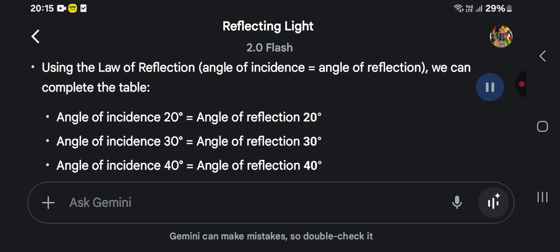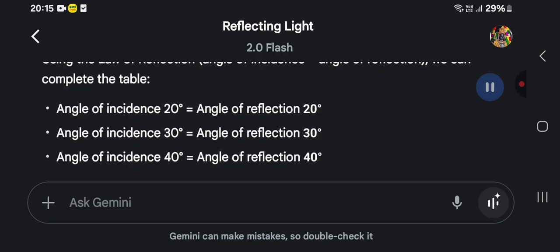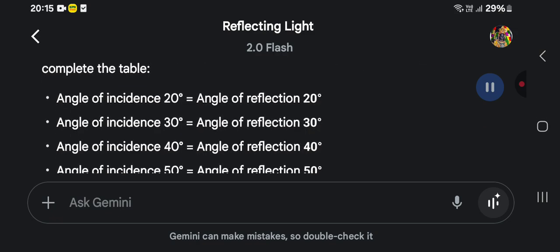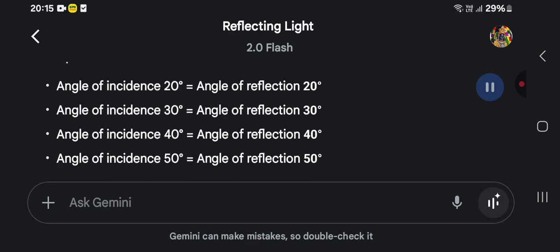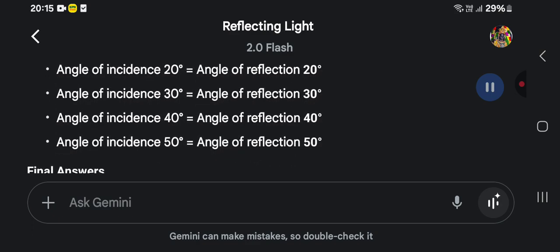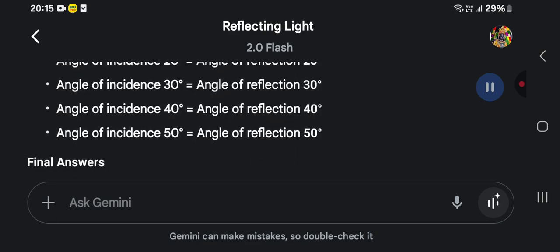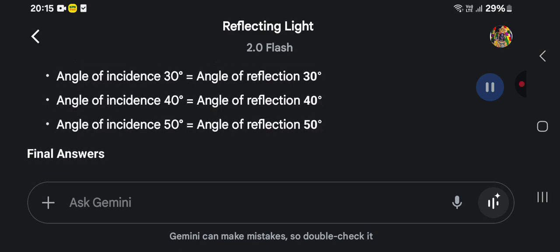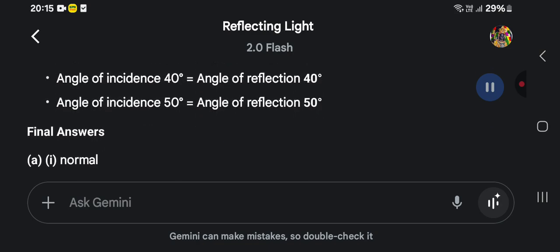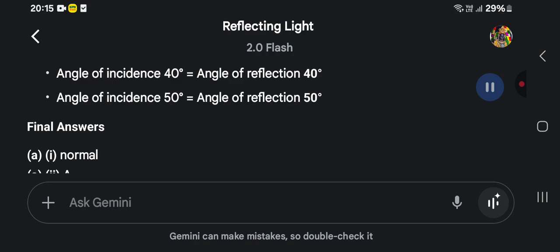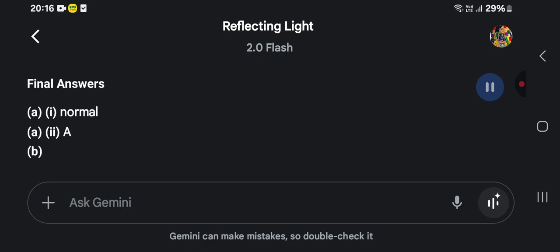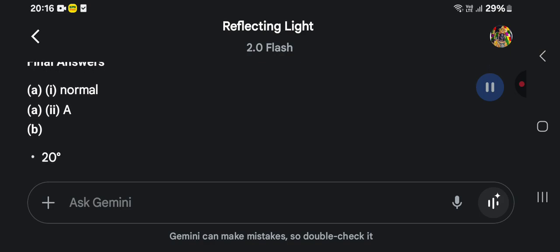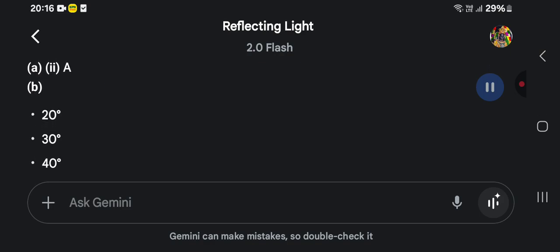Angle of incidence 20 degrees equals angle of reflection 20 degrees. Angle of incidence 30 degrees equals angle of reflection 30 degrees. Angle of incidence 40 degrees equals angle of reflection 40 degrees. Angle of incidence 50 degrees equals angle of reflection 50 degrees. Final answers: A1, normal; A2, A; B, 20 degrees, 30 degrees, 40 degrees, 50 degrees.